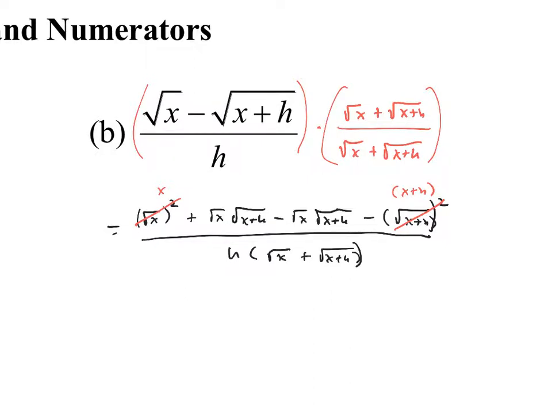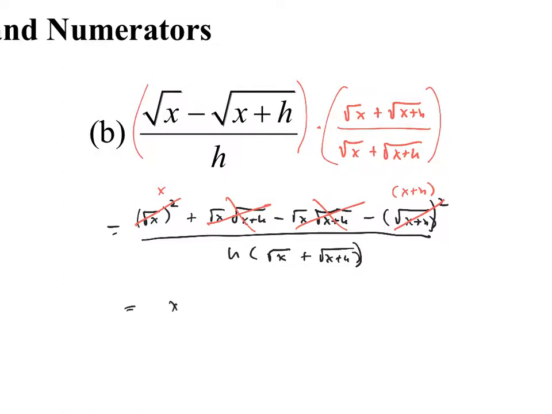Take a breather, take a look, see what you just did. All we did was FOIL out the top. Again, the square root of x squared is just x. The square root of x plus h squared is just x plus h. If you notice on top, the whole reason we multiplied by the conjugate is both of those two middle terms are going to cancel. Anytime you multiply by the conjugate and FOIL out, those two middle terms cancel. So let's see what we're left with.